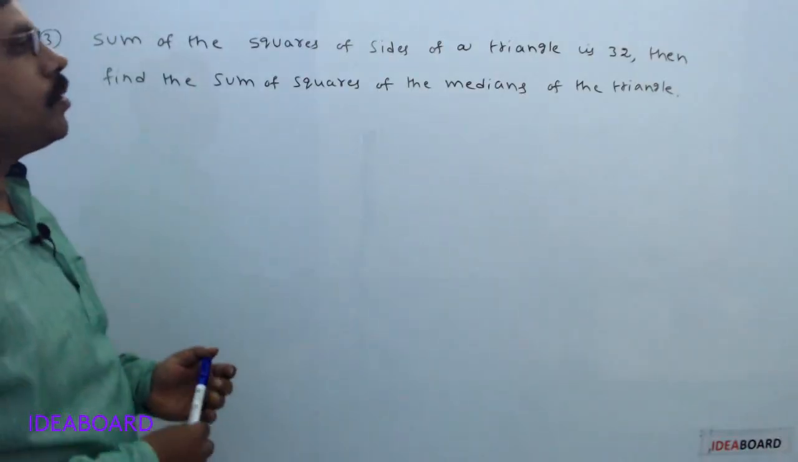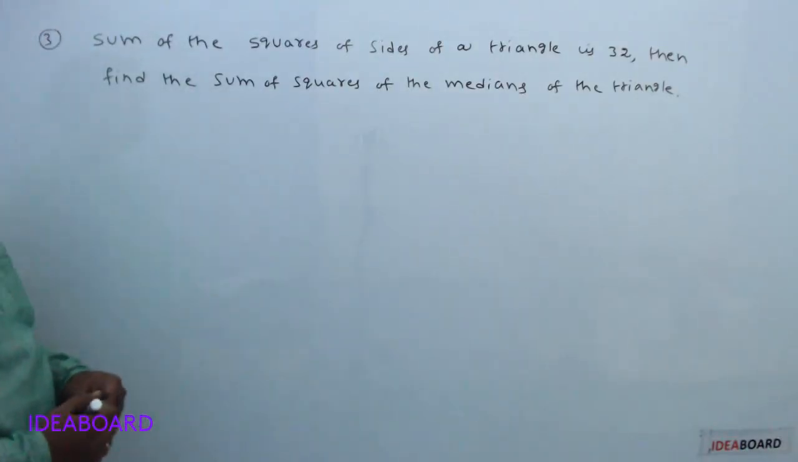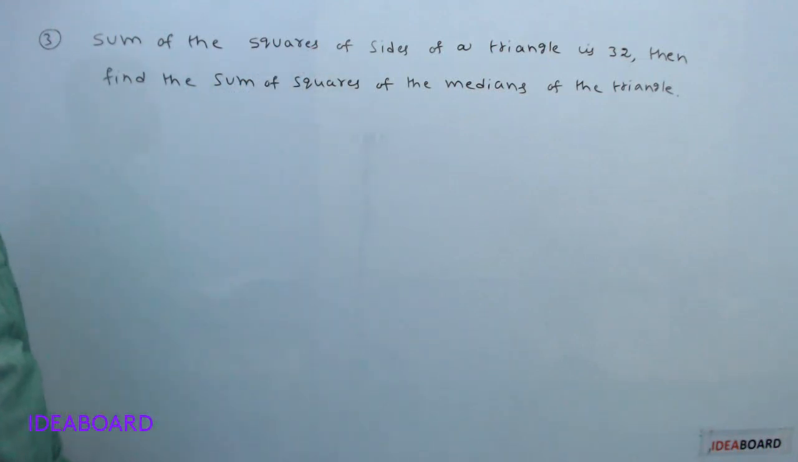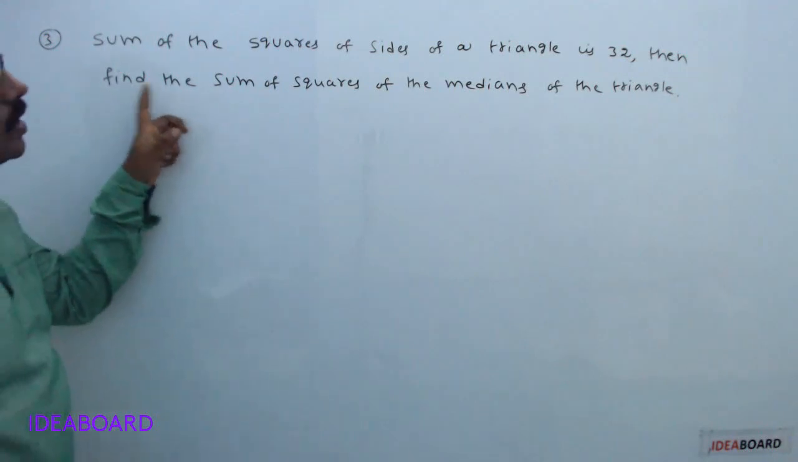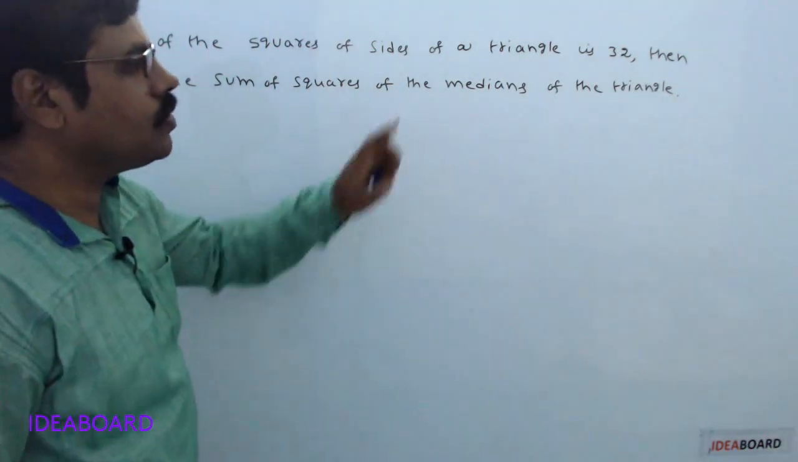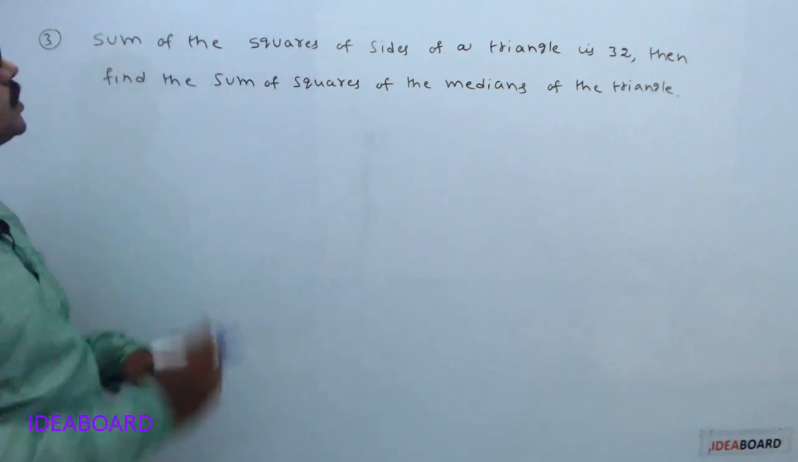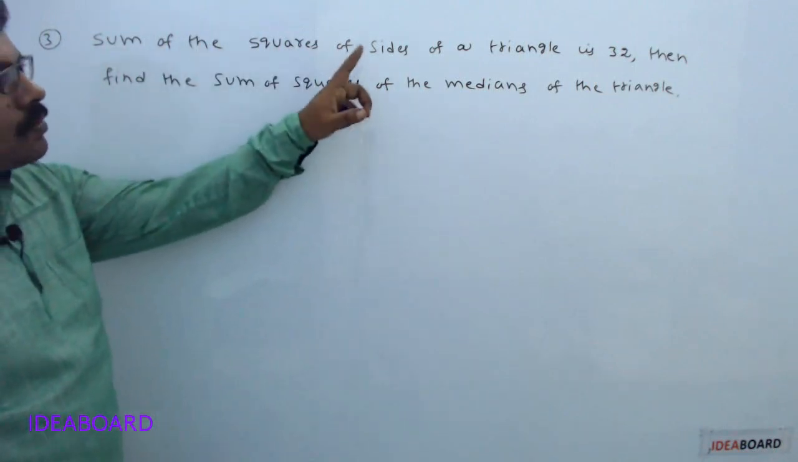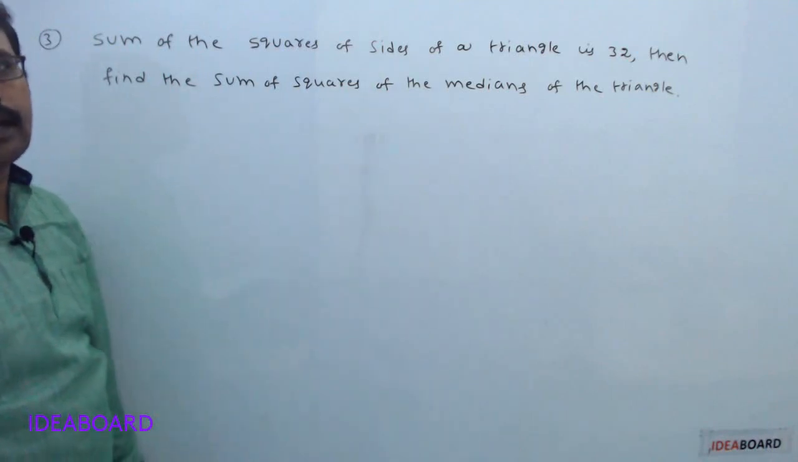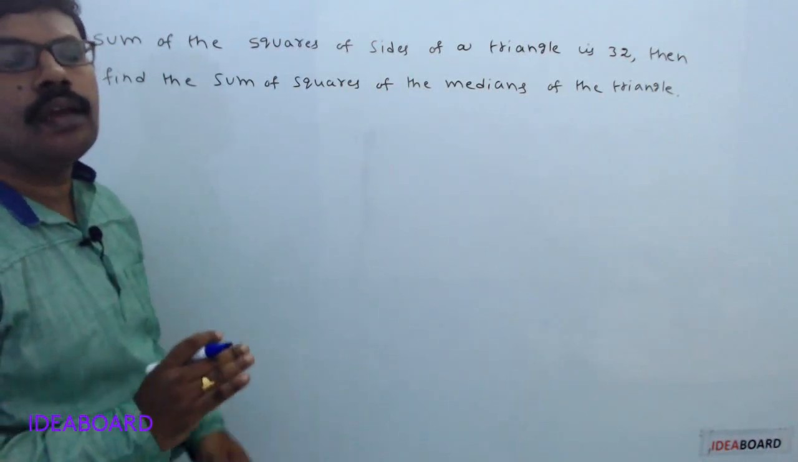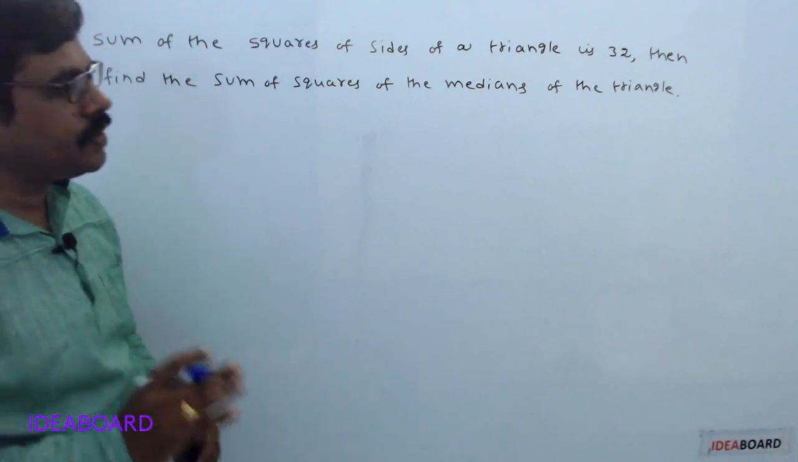Now come to the next problem. The sum of the squares of the sides of a triangle is 32. Then find the sum of the squares of the medians of the triangle. So what is the given condition? The sum of the squares of the sides of a triangle is 32. We need the value of the sum of the squares of the medians of the triangle.